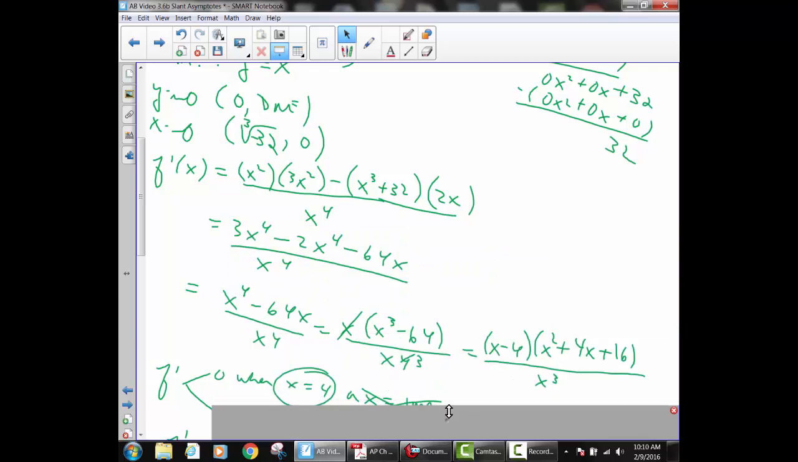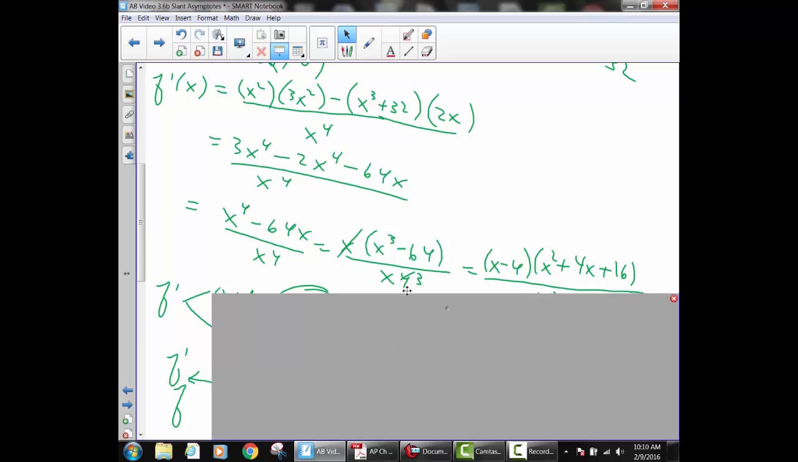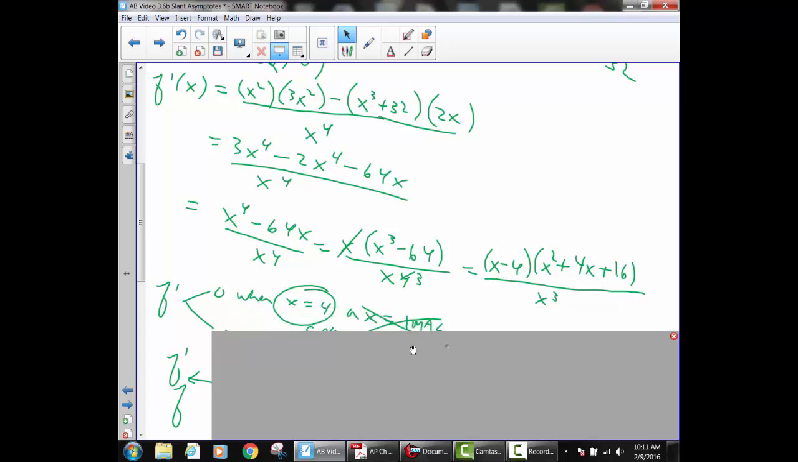Anyway, when you're all said and done, you end up with this right here. And this happens to be, by the way, the difference of two cubes and factors quite nicely. So your question is, when does this first derivative equal 0? Obviously when x equals 4. And if you try and set this equal to 0 and use the quadratic formula, because you can't factor it, you'll get imaginary numbers. So the only critical number that makes it equal to 0 is 4.